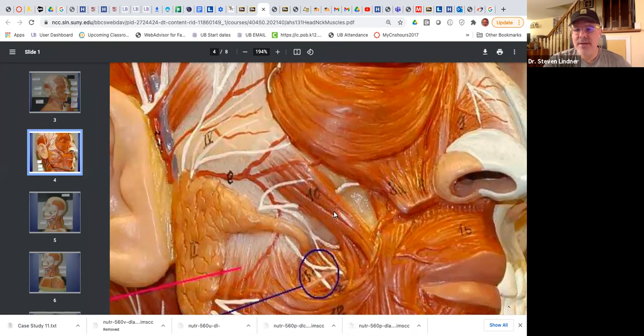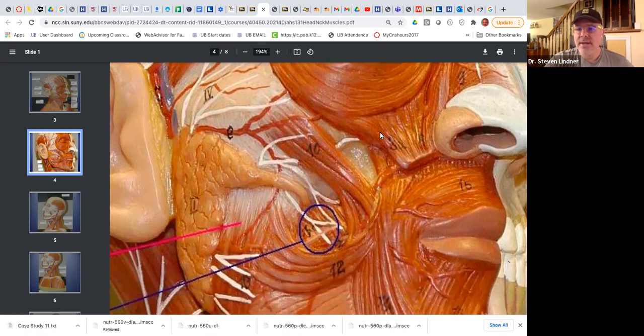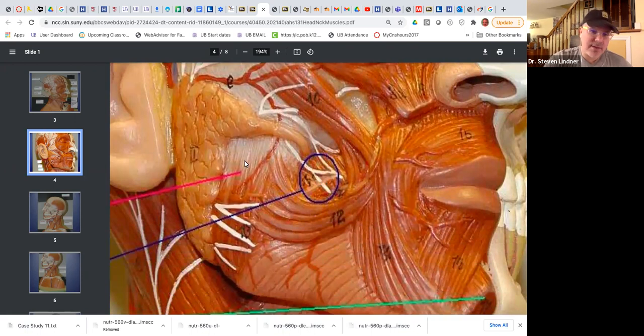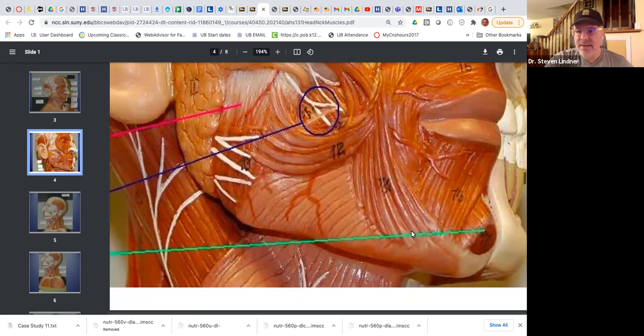Zygomaticus minor, zygomaticus major. We will see, especially when we do the rhomboids, rhomboid minor and major, minors are always above majors. In this particular case, zygomaticus minor is above zygomaticus major, superior to it when I say above. So zygomaticus minor, zygomaticus major, here's the buccinator, and here's the mentalis.